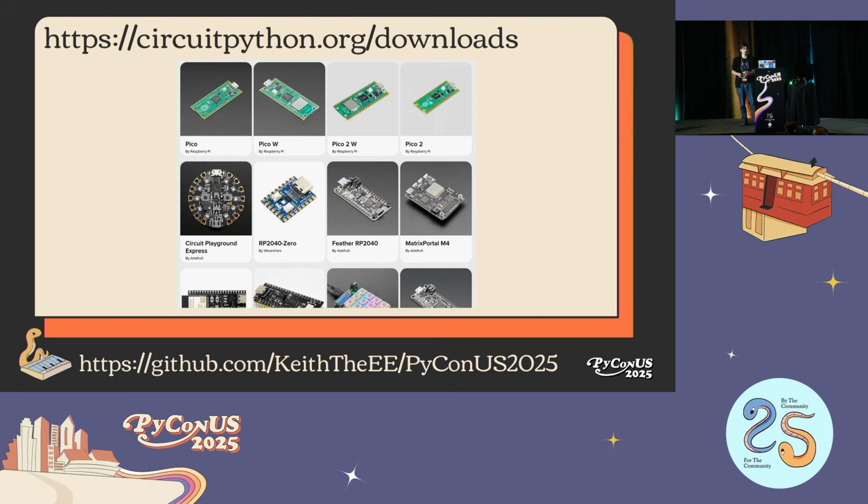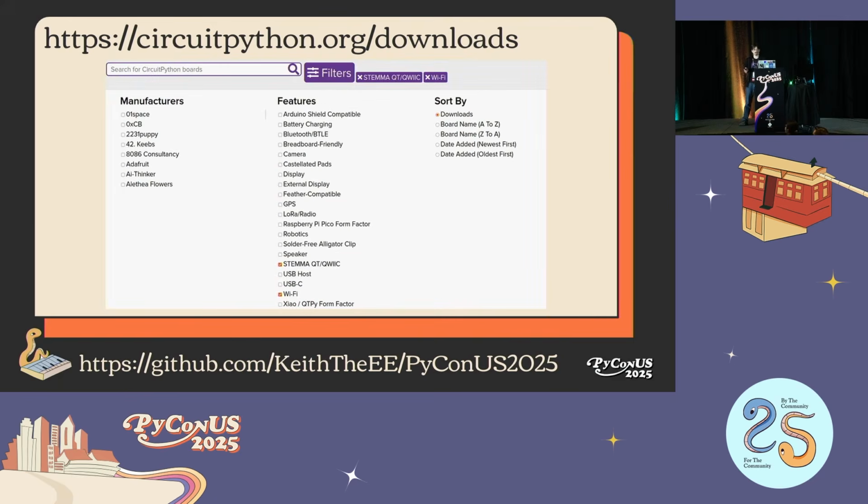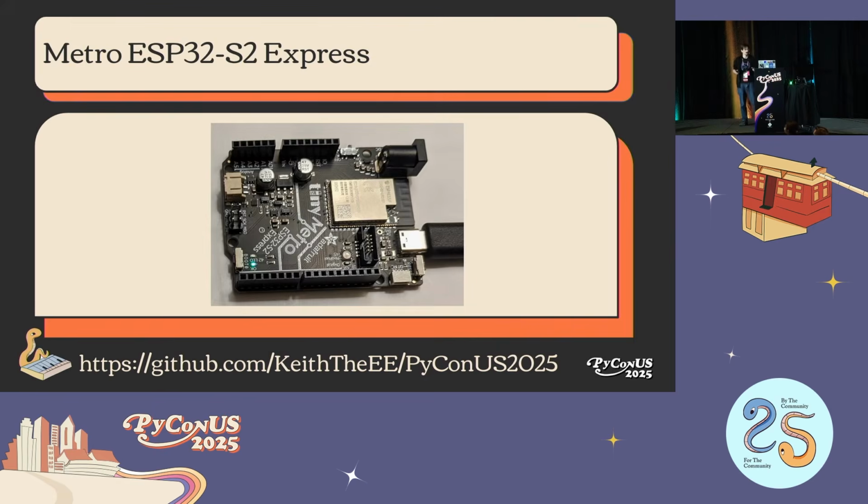There's a wide variety of types of chips that use this, and so you don't necessarily need to stick with a single brand or architecture, but we're going to sort what we want to focus on to a couple of key features. We're going to be interested in things that have a STEMMA QT port and things that have Wi-Fi because it makes plug and play much easier. Specifically in this talk, we're going to use a Metro ESP32S2 Express. It's a version of a CircuitPython board that has an ESP chip on it.